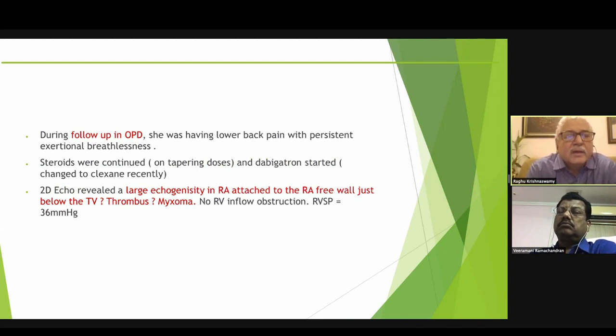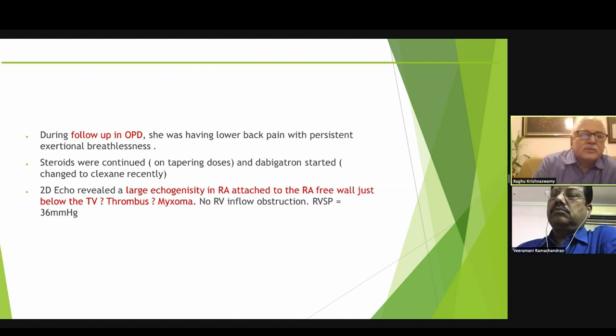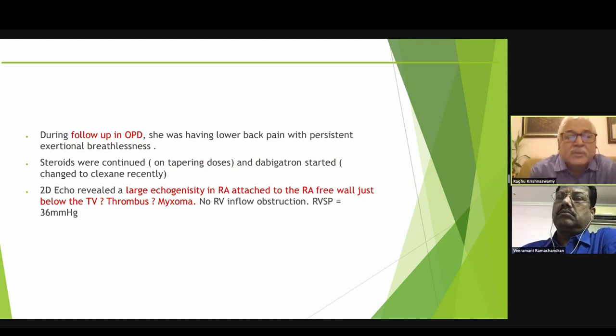She underwent the echo, which showed a large heterogeneous mass in the RA attached to the RA free wall, just below the tricuspid valve. The initial impression was, could it be a thrombus or was it a myxoma? There was no RV outflow obstruction, and the right ventricular systolic pressure was only 36 millimeters.